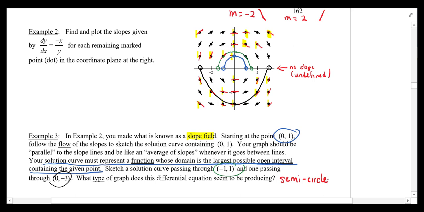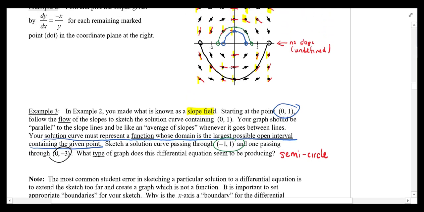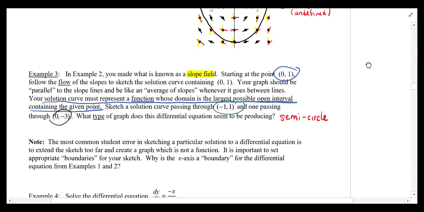So notice your particular solution to this differential equation, dy dx equals negative x over y, is some sort of semicircle. Right? Now, just a quick note, the most common error that students make in sketching a particular solution to a differential equation is to actually extend the graph too far and create a graph that is not a function. So once again, if I took the black one and I kept going like this, ooh, sorry, that's not a function anymore. That's a problem. Okay? And also, you crossed a place where the slope is undefined. That's also a problem. Okay?